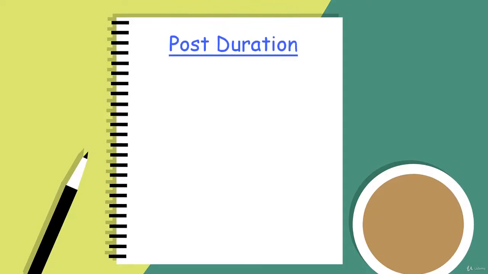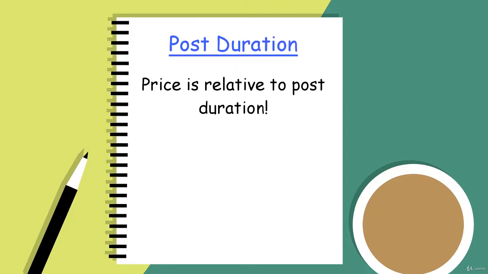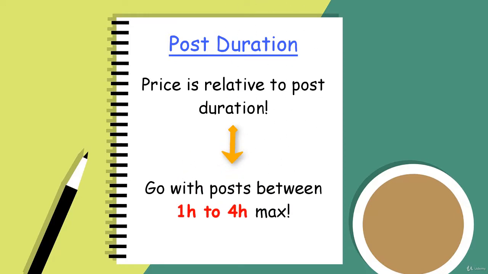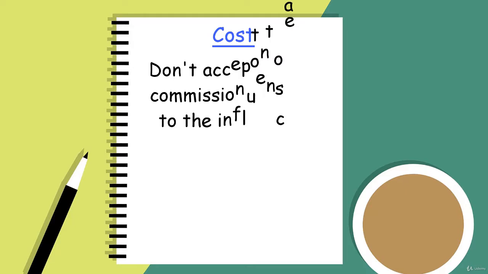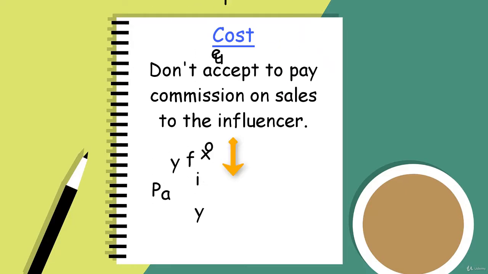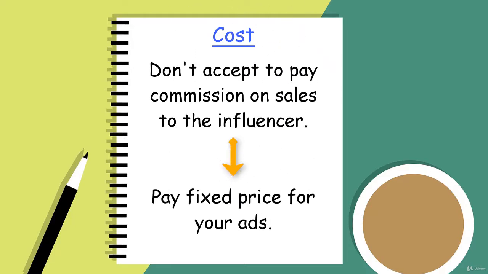Post duration. Influencers usually offer several prices depending on the post duration. I recommend you go with posts from 1 hour to 4 hours maximum. A duration exceeding 4 hours is usually useless. Most engagement comes in the first hours. Cost. Don't accept to pay a commission on sales for influencers. Just go with a fixed price for posts. We will be discussing the cost in a separate lecture, so stay tuned.